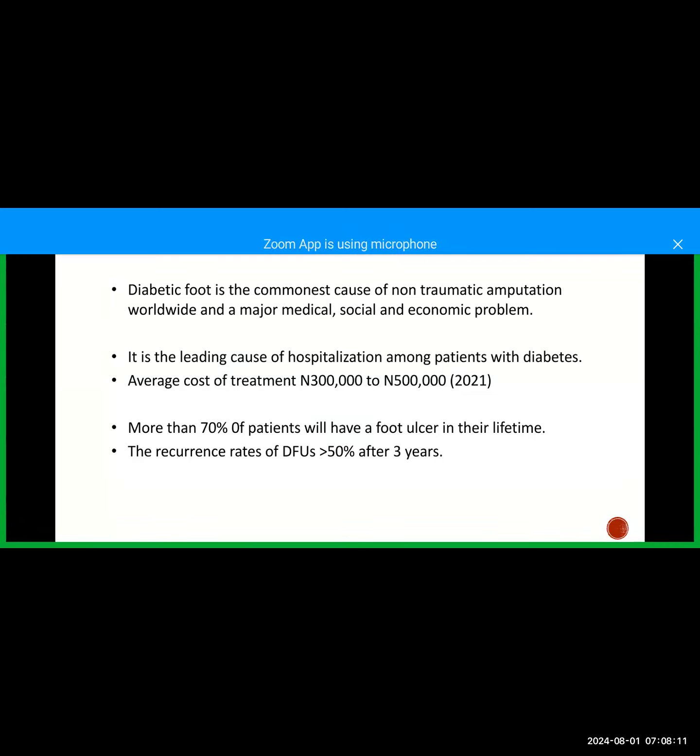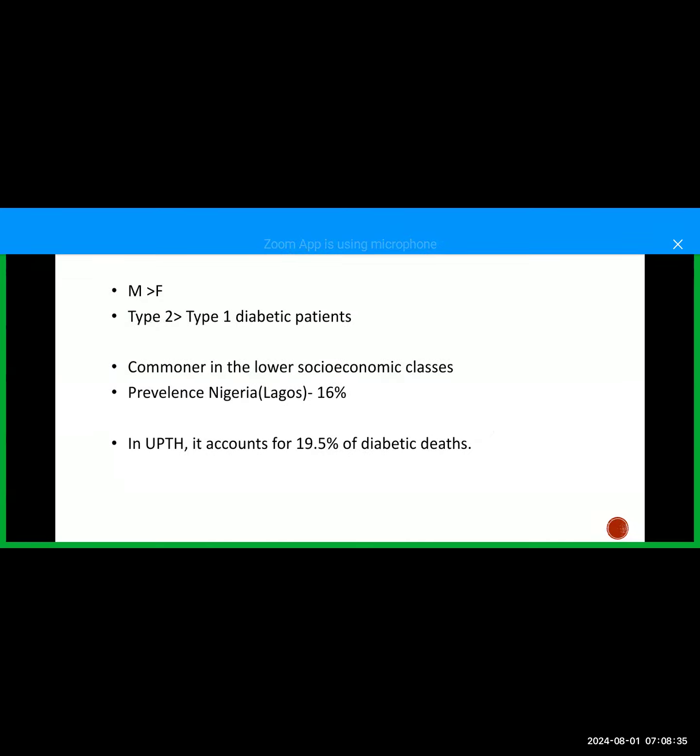The average cost of care in a study done in 2021 for a patient is about 300 to 500,000. However, if you put that in the current 2024, that will almost double the current cost of care. Now, there is also a risk of recurrence of about 50% in 3 years. It is more common in males and type 2 diabetics, and more in the low socioeconomic class group, and accounted for 19.5% in a study done in Pastor Peter Teaching Hospital, and accounted for 19.5% of diabetic deaths.